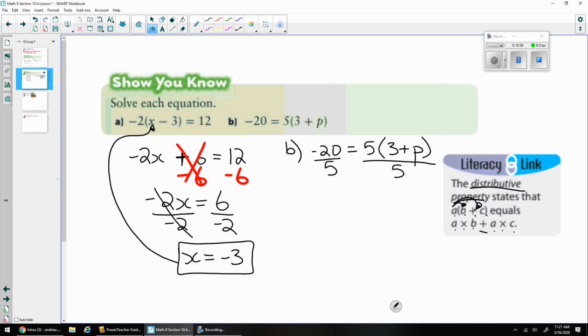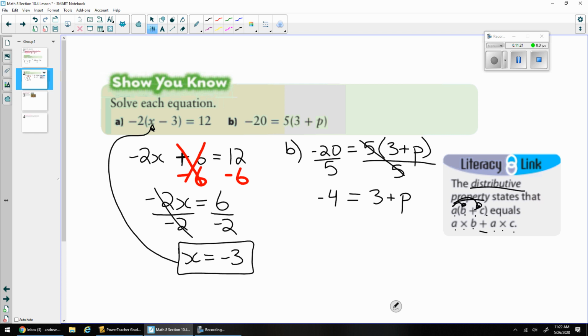Since I divided everything on both sides by 5, I'm allowed to do that. And so the 5's cancel out. They're gone. Negative 20 divided by 5 is equal to negative 4. And on the right side, I'm left with just 3 plus p. And since there's no coefficient out front, the 5's gone, we don't need those brackets there anymore.